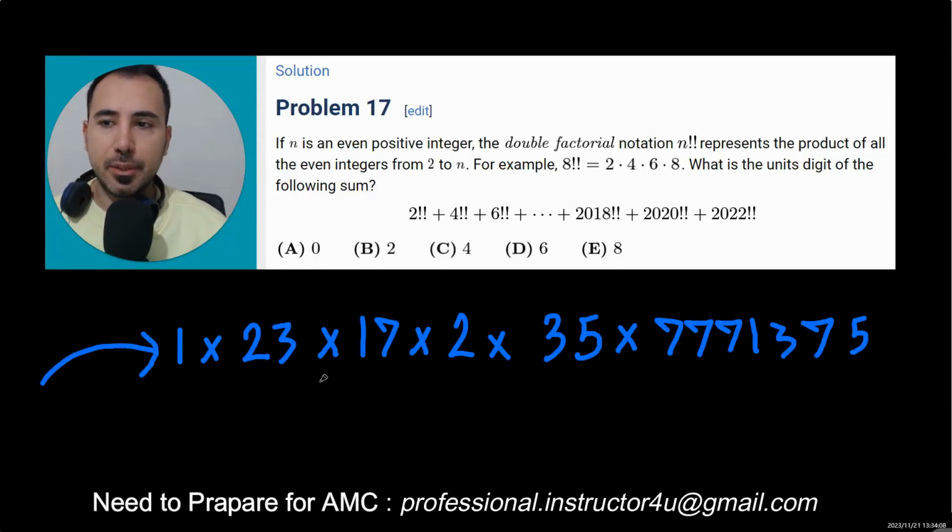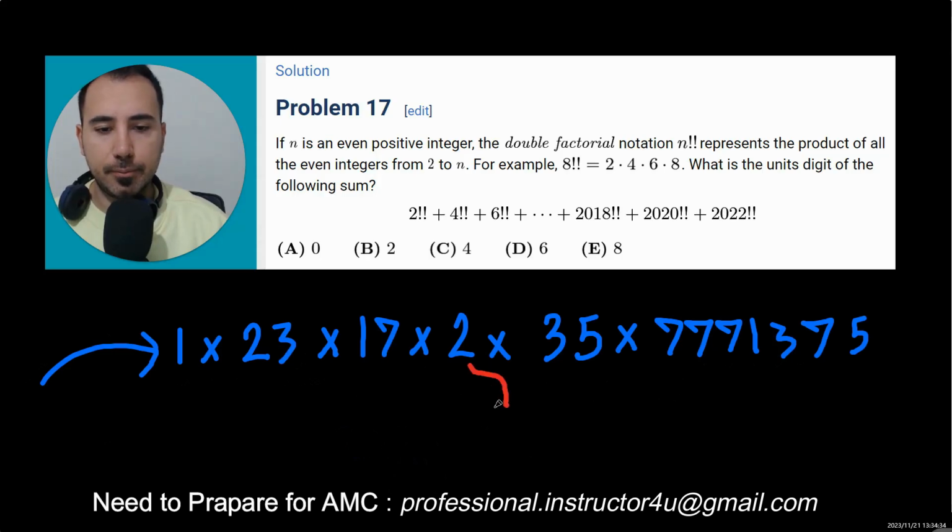Now, what is the unit digit of this? 1 times 23 times 17 times 2 times 35 times blah, blah, blah. It could just go on forever with other numbers. It doesn't matter. Okay, look. So we know that when you multiply 2 times 5, you get 10, and 10 will just create a 0. Okay, so we're just going to apply the same rule here.